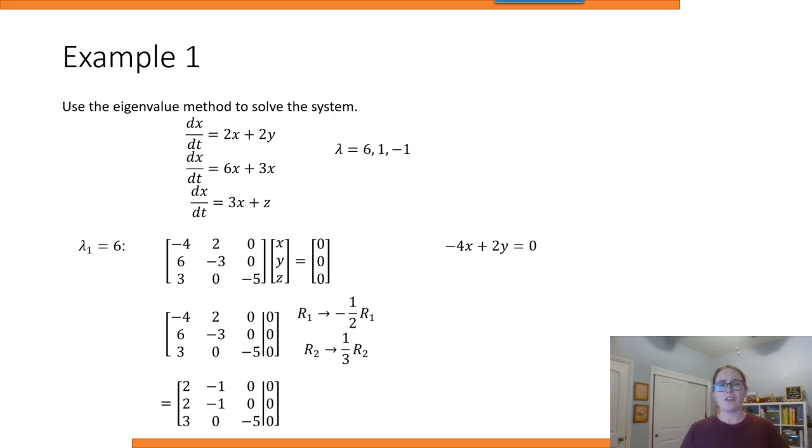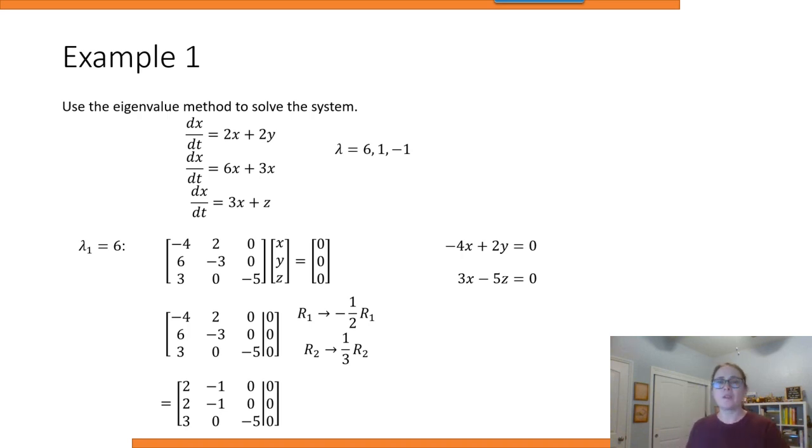And I'm going to go ahead and solve that for y in terms of x. So if I add the 4x, or actually let me write the second equation first before I do that. The second equation, I'm going to pull from row 3. If I take row 3 times my vector v, I get 3x minus 5z equals 0. So both of these I'm going to solve in terms of x.